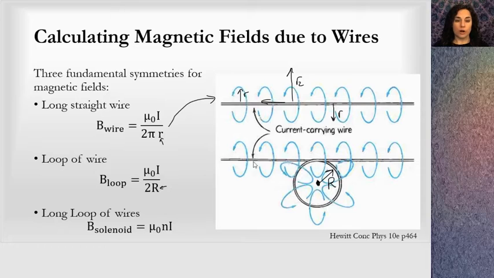A long loop of wires, so if I take this here and I just line up a whole bunch of them, it turns into a really nice magnetic field that has a lot of applications, and so I'll talk about that in a little bit. But that's the equation there. It depends on the number of loops and how long that thing is. It's a solenoid, and the current through it. And so that's the simple equations.